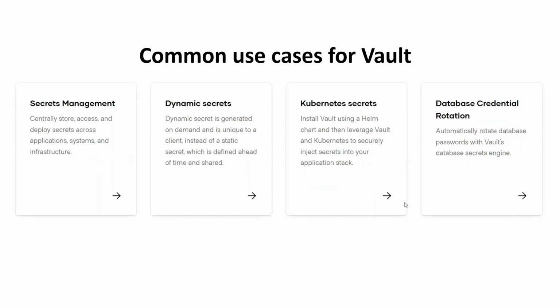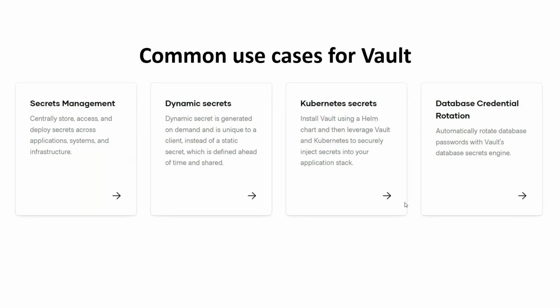You can also use HashiCorp for Kubernetes secrets. That means you can store Kubernetes secrets in Vault. Install Vault using a Helm chart and then leverage Vault and Kubernetes to securely inject secrets into your application stack. And then database credential rotation, if you want to manage it through HashiCorp Vault, that is also possible. Automatically rotate database passwords with Vault's database secrets engine.